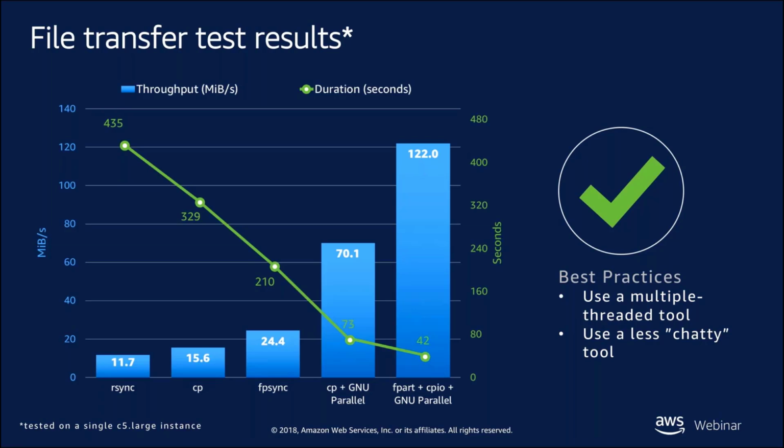So again, this is the exact same source and destination. All we're changing here is the tool. And this is going from a local EBS volume attached to that instance over to an EFS file system that's mounted to it. And the only thing that changed to give you these results is the tool that we're using. So again, some of the best practices are identified here. Use a multi-threaded tool and use a less chatty tool. We do recommend fpart, cpio, and GNU parallel, or at least a multi-threaded tool to help leverage this distributed data storage design of Amazon EFS.